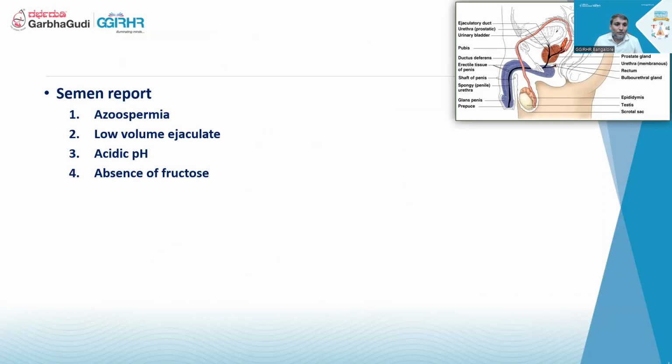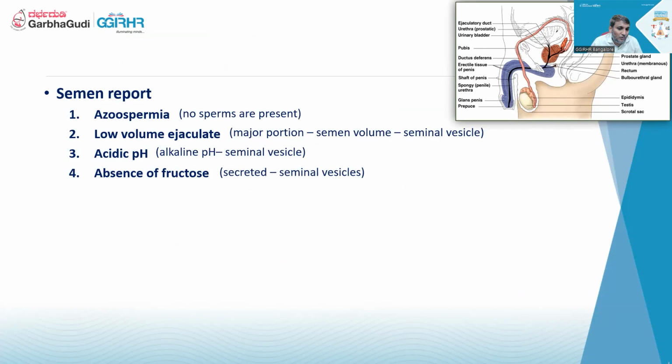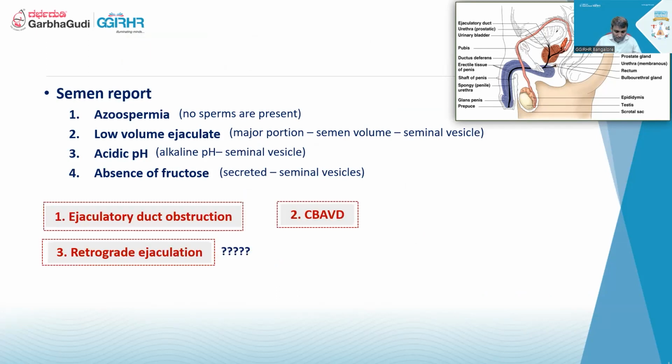Now, one semen analysis report. Azoospermia. Azoospermia means what? There is no sperm. Low volume, major portion of the sperm is lost, acidic, absence of fructose. So this is a scenario. Now, what should you do? You can assume it may be due to these three reasons: either the patient has retrograde ejaculation, or obstruction, or absence of vas deferens or seminal vesicle.